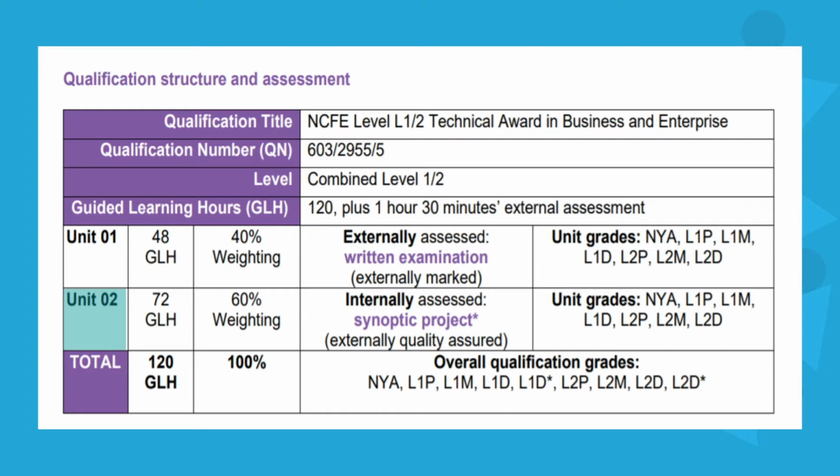Unit 2 constitutes 72 guided learning hours. It is the internally assessed unit and it is worth 60% of the overall mark. Learners can achieve a range of grades from not yet achieved to a Level 2 distinction for this unit. Learners will need to draw on knowledge from both Unit 1 and Unit 2 when completing the internal assessment, also known as the Synoptic Project.